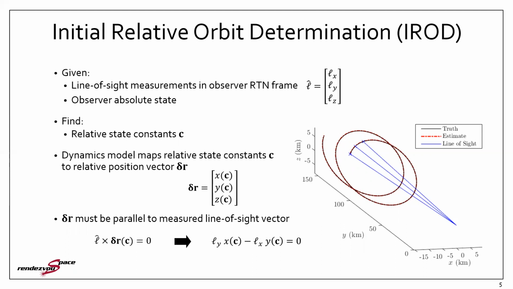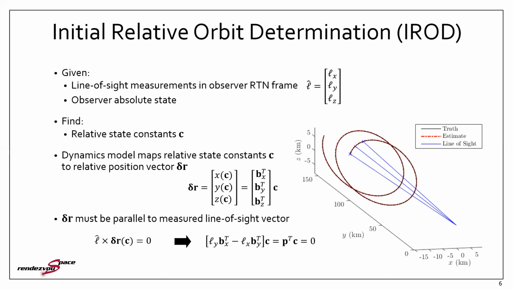In order to link the unknowns to the knowns, we use a dynamics model that maps C to the components of the relative position vector delta R. The line-of-sight vector has to be parallel to the relative position vector, so we can use the fact that their cross product is 0 in order to obtain a set of constraints of the form shown here. Now, each measurement provides 2 linearly independent constraint equations, so at least 3 observations are needed to fully determine the 6-dimensional relative state.